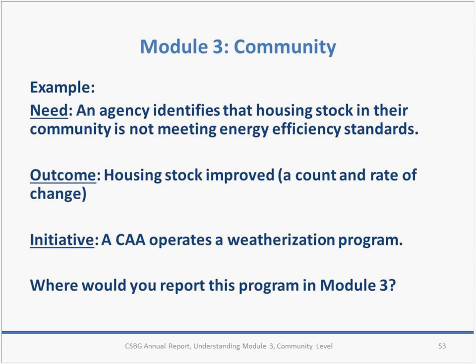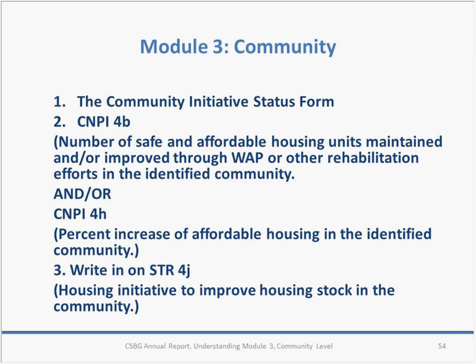Let's look at where we would put them on the new report. We would, of course, create a community initiative status form, and we would talk about this program and think about what the initiative or community is that we're going to be serving. And then we would identify community NPI 4B, the number of safe and affordable housing units maintained or improved through other rehabilitation efforts in the identified community. That is the number of housing units maintained. But I also want to use community NPI 4H, which is the percent of increase of affordable housing in the identified community.